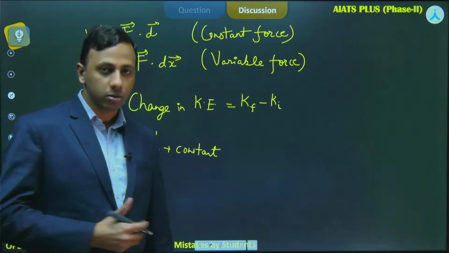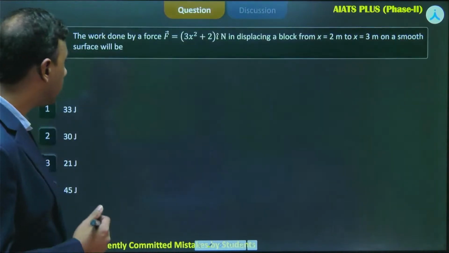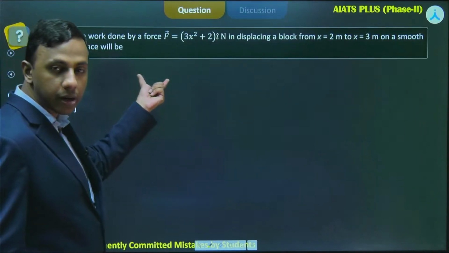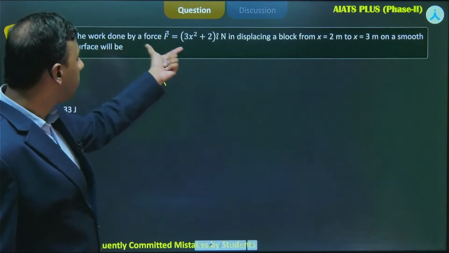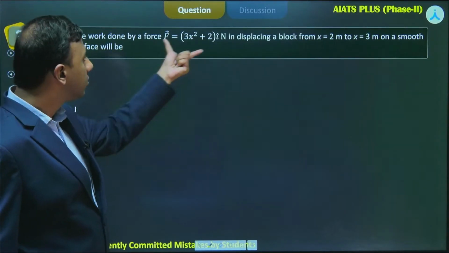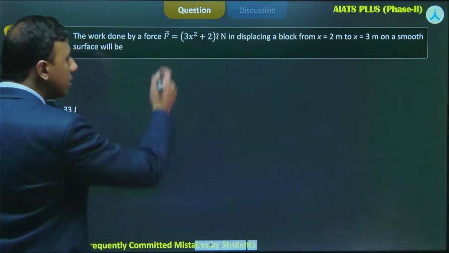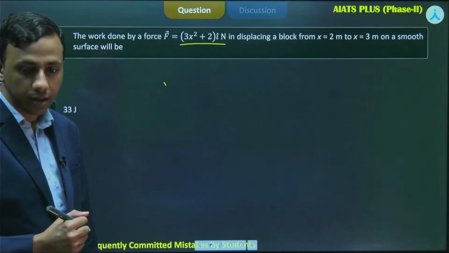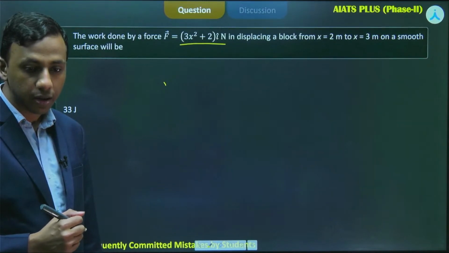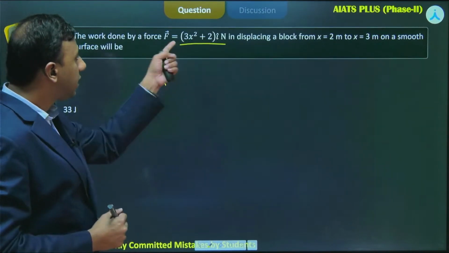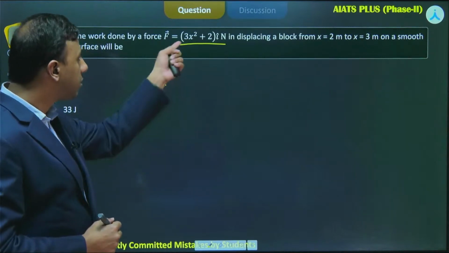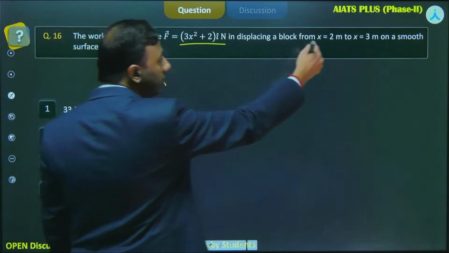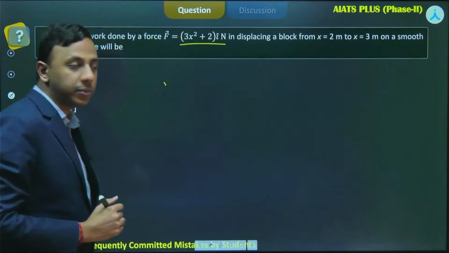So let's go to the question. Why are we doing all this? This question had come in your previously conducted AIATS: we have to find out the work done by a force. The force is given, and if you see here, is this force constant or variable? It's changing, isn't it? Yes, good morning, Janak. It is changing with the value of x. You change the value of x, force will also change, and we are displacing the block from this x to that x.